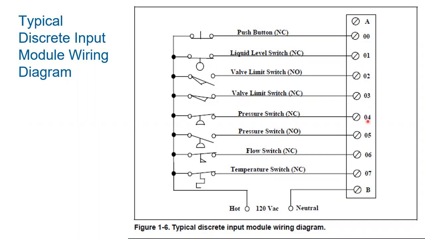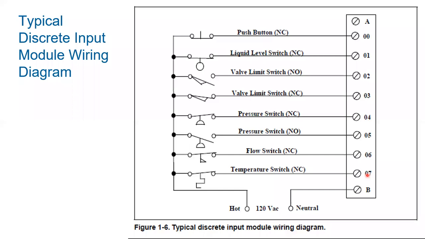So this is a discrete input card. These are all various discrete input devices, like a push button, a liquid level switch, a valve limit switch, a pressure switch, a flow switch, or a temperature switch. So again, discrete, either open or closed. This terminal on the PLC receives the voltage signal here. And if it sees the voltage signal, it puts a 1 in the input register for this input. Because again, the PLC, the CPU, doesn't know what 24 volts is or what 120 volt AC is.